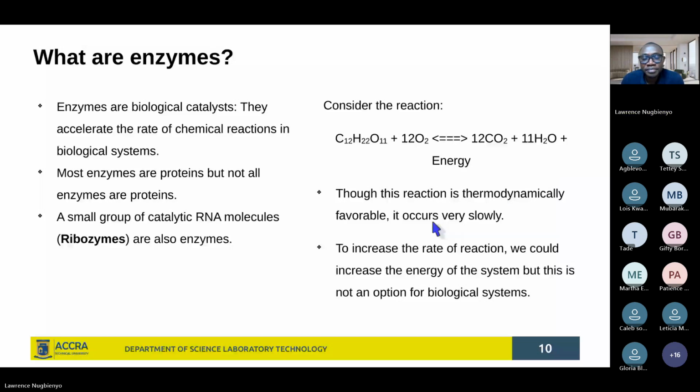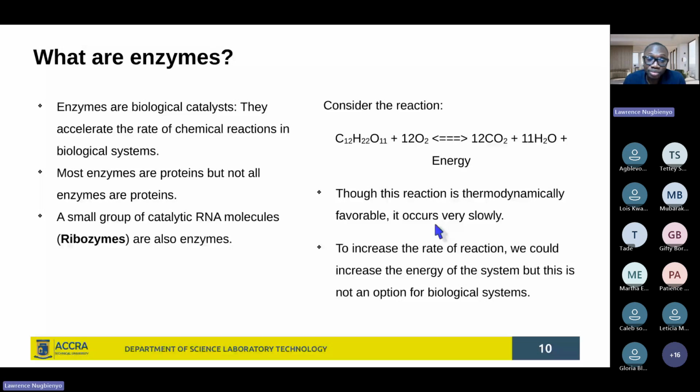Now, if you were running some chemical reaction in the lab, one of the things you do to increase the rate of chemical reactions is to apply heat. That is, to give some energy to the reactant molecules so they react quickly and you get your product. It's a way of catalyzing reactions to increase the rate of reactions. You can just apply some heat.